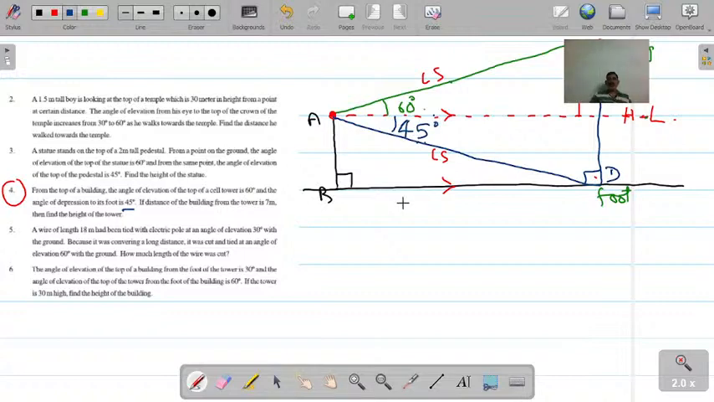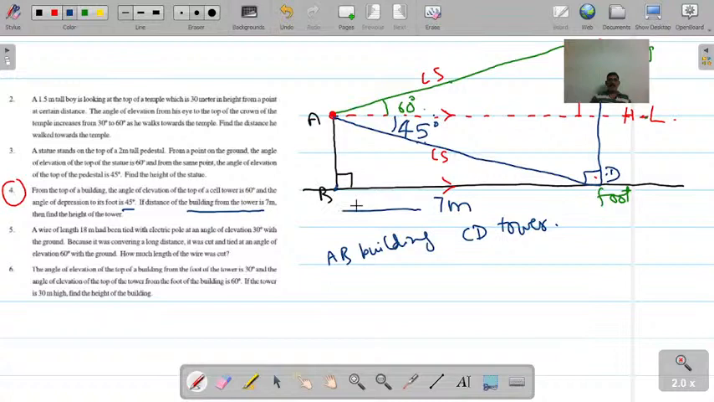Now here you have to take two right angle triangles, and further what is given? The distance of the building from the tower. So this is the building and this is the tower. AB is the building and CD is the tower. The distance between them is given as 7 meters. If this is 7 meters, clearly you can see that this is also 7 meters. Then you have to find the height of the building and the height of the tower, both.